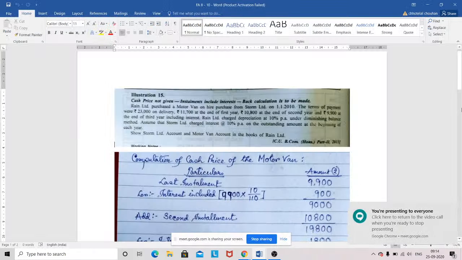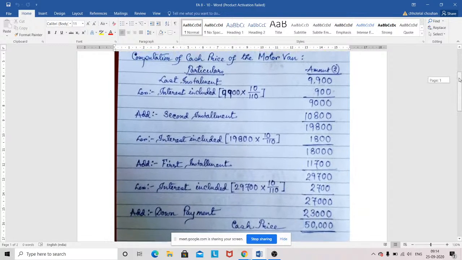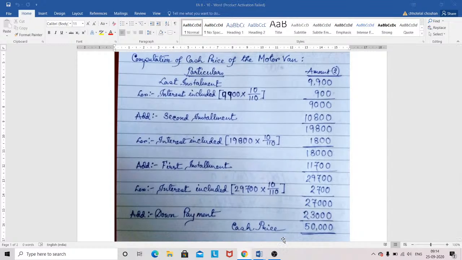So what I mentioned is that before doing the sum, you need to have the cash price. Otherwise you can't proceed with the sum. So first you need to calculate the cash price, and the back calculation method I have already mentioned in the last class. So again I am doing that particular back calculation method. Computation of the cash price of the motor van. Now what is the last installment? The last installment is given as 9,900.